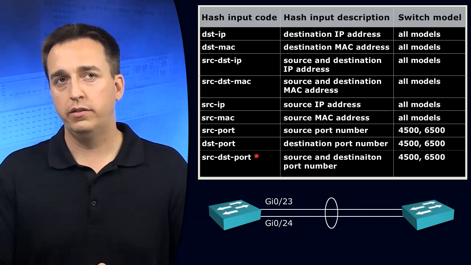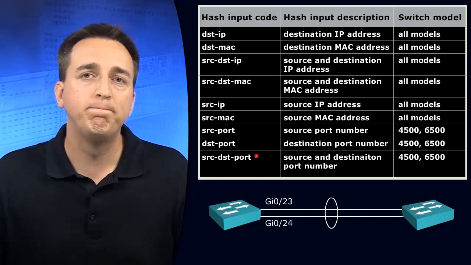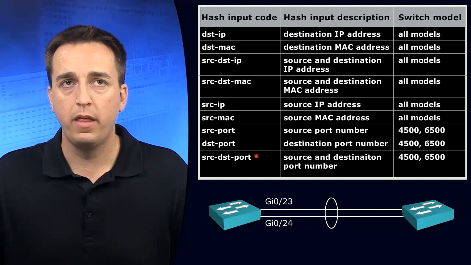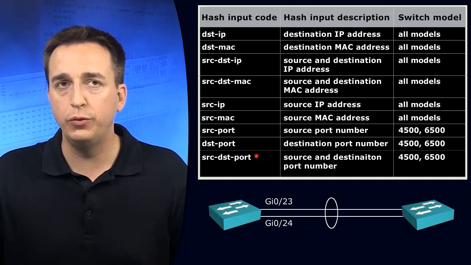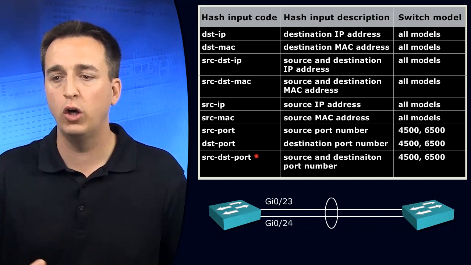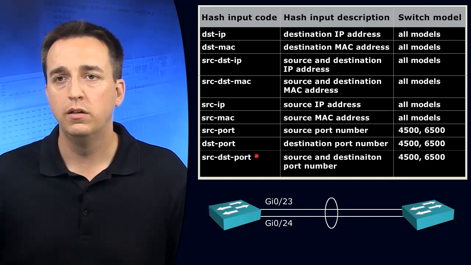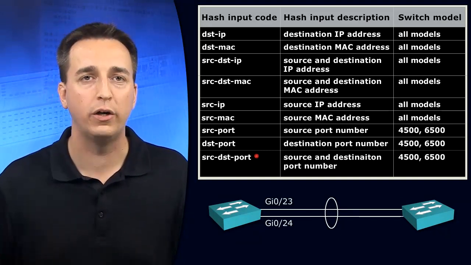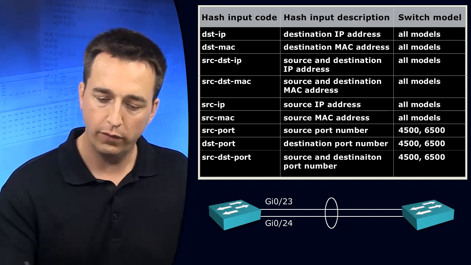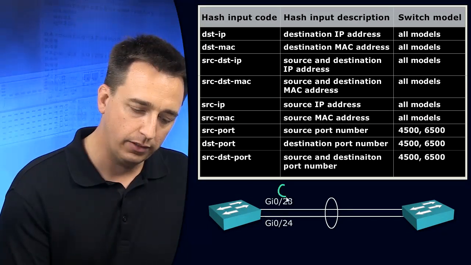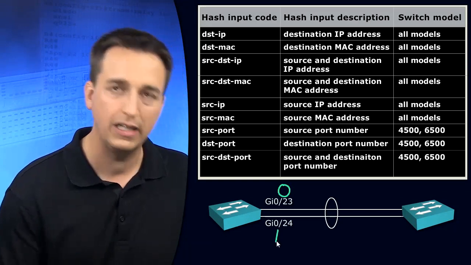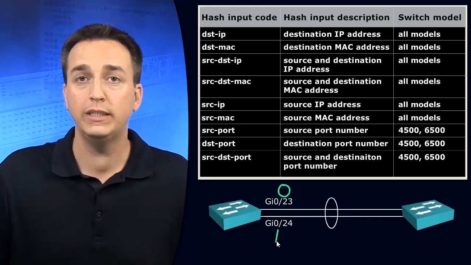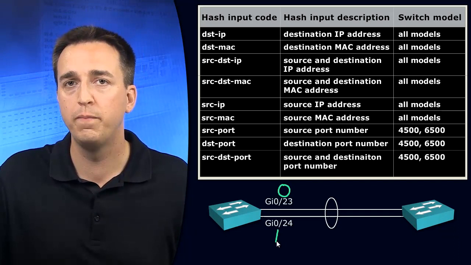But regardless of what is being utilized, what is the ultimate goal? The ultimate goal is to determine, based on the hash input code, a value. And that value will be compared to an index number that's configured on an interface. For example, gigabit 0/23 is given an index number of 0, and gigabit 0/24 is given an index number of 1. So this happens automatically when the EtherChannel bundle is formed.